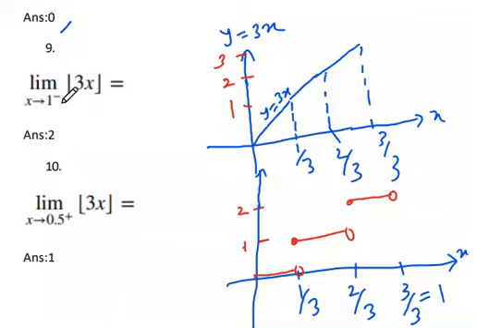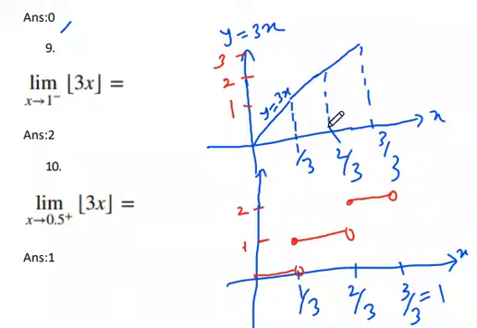Now we are going to discuss the limit value of this function as x tends to 1 from the left hand side. So you know the graph of 3x. The slope of this graph is 3, and it is a straight line that passes through the origin (0, 0), and the slope is 3, right?